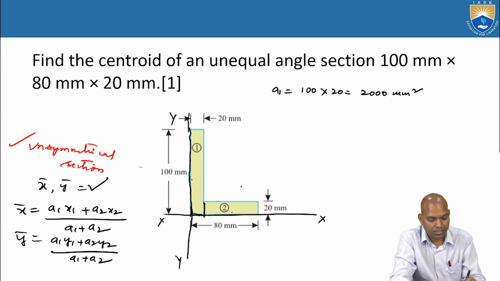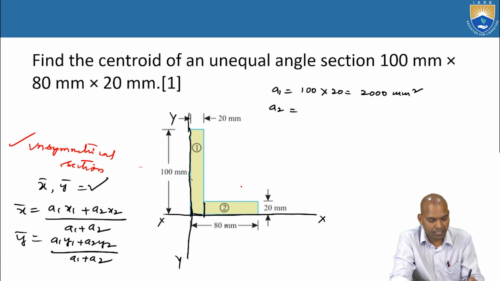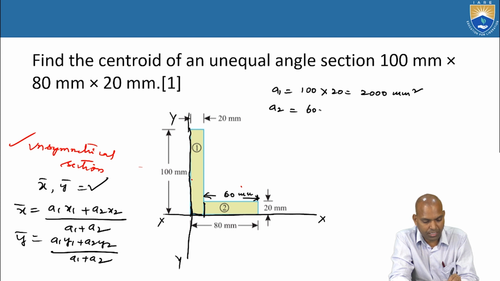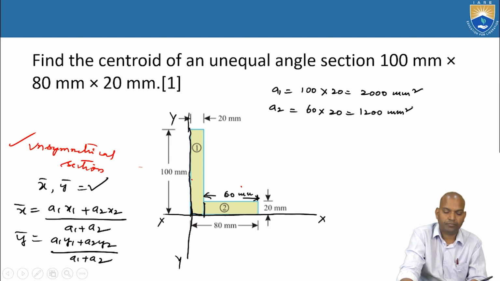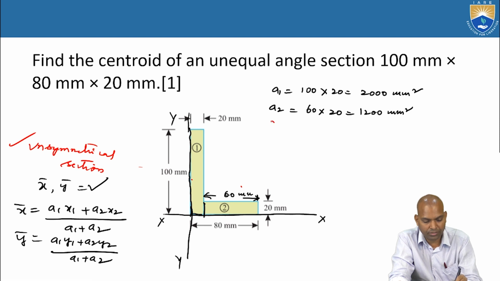What about the area of section 2? The length of section 2 is 80 minus 20, that is 60 millimeters. That is 60 times 20, that is 1200 square millimeters. Next, what is the next step? We want x1, x2, y1, y2.